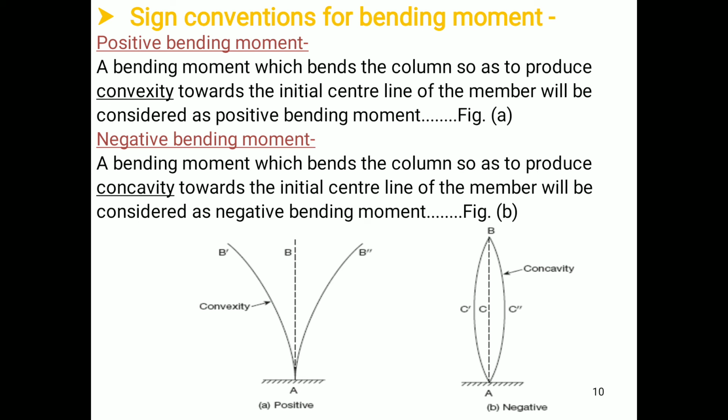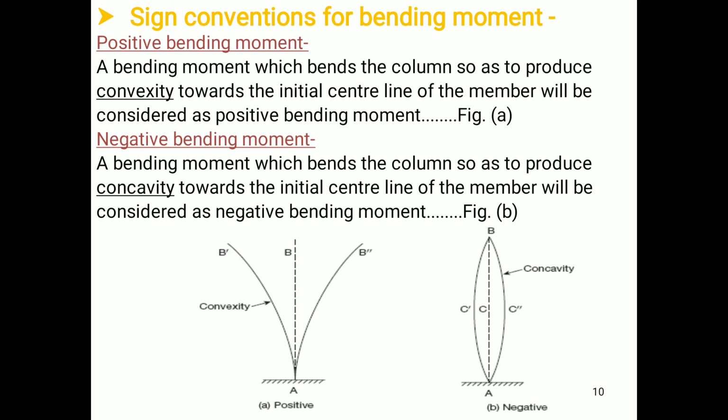So AB is the initial center line of the column. And when it is subjected to external load P, the column will bend in this particular form. It is the convexity towards the initial center line. So when the bending of that particular column takes place in this manner, then it is considered a positive bending moment.